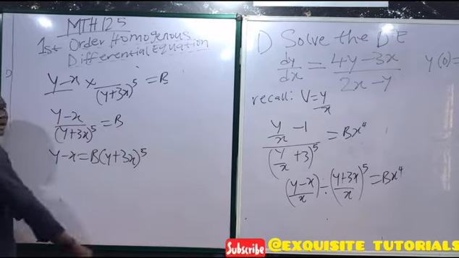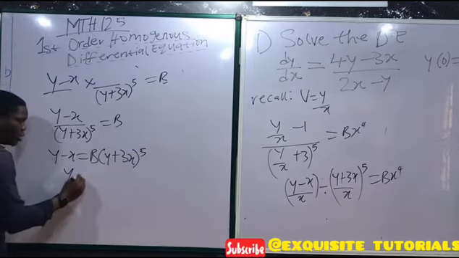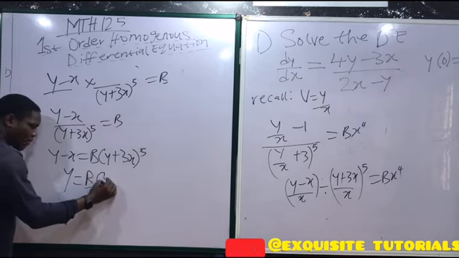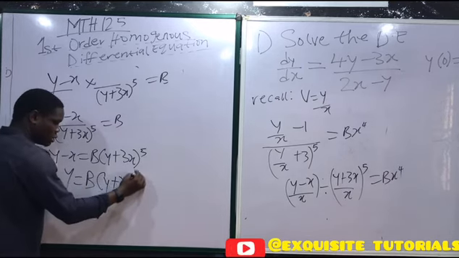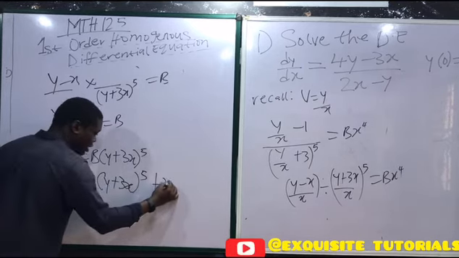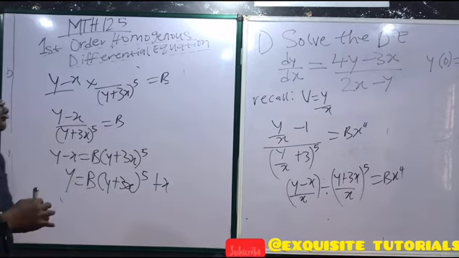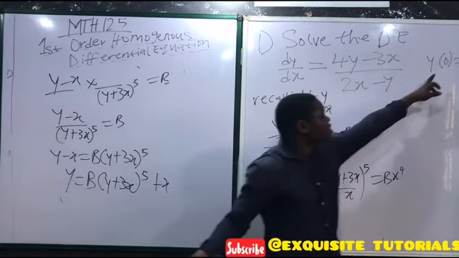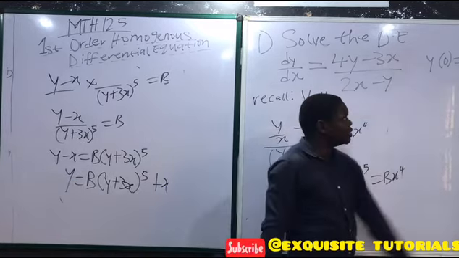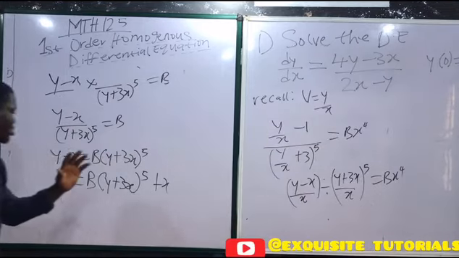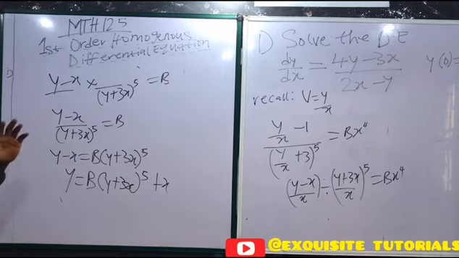Now when I take this x to this side, I will have y is equal to a constant b times (y plus 3x) raised to power 5 plus x. So this is the equation. But remember they said that when x is 0, our y is 1. So anywhere I see x, I'm going to put 0, and anywhere I see y, I'm going to put 1.